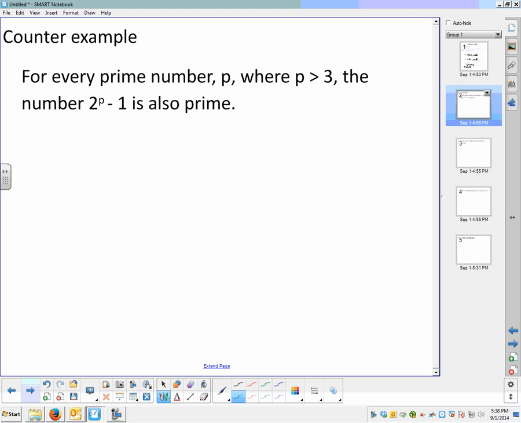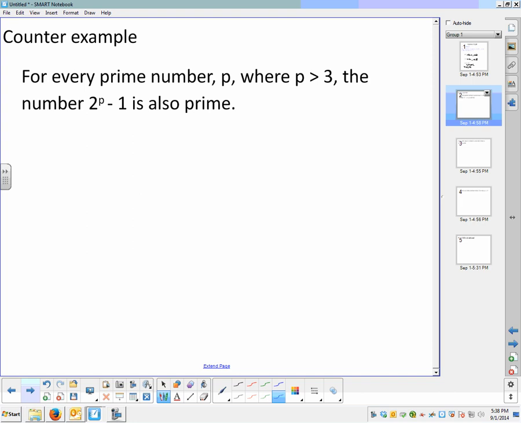Okay, here's my first little thing. Before we start proving anything, I'm going to show you how easy it is to disprove something that's not true. It's not always this easy. But if I want to disprove something that's not true, I only have to find one counterexample, one time when it doesn't work. So here I've got a claim that 2 to the power of p minus 1 is always going to be prime, providing that the power p is prime.